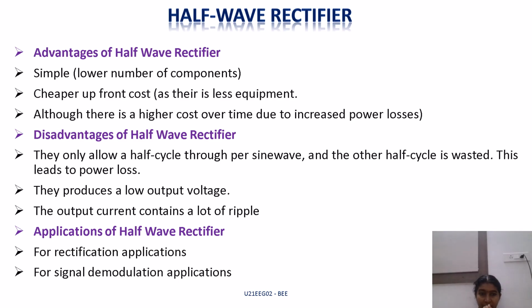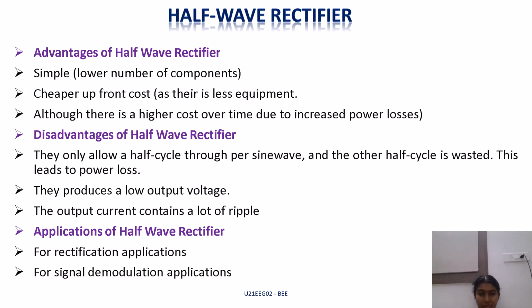Advantages of half-wave rectifier. It is simple since it has a lower number of components and it is cheaper as there is less equipment. Although there is a higher cost over time due to increased power losses. Disadvantages or drawbacks. It allows only a half cycle through the sine wave and the other half cycle is wasted. This leads to power loss. So it produces a low output voltage. Here the output current contains a lot of ripples.